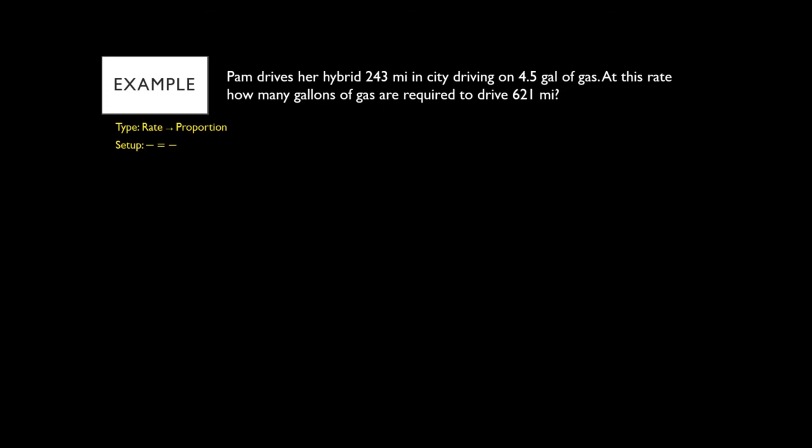So whenever you're doing some sort of comparison, you're giving some sort of information, and then you're trying to use that information to find something else, it's generally always going to be a proportion. So we have 243 miles on 4.5 gallons. And generally we use miles per gallon, which means miles over gallons. So the word per means divide. So when you think of your mileage, miles per gallon, it's going to be miles over gallon.